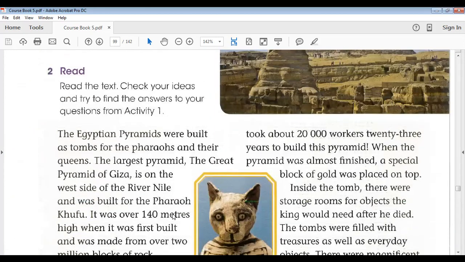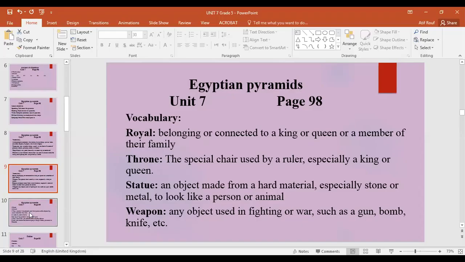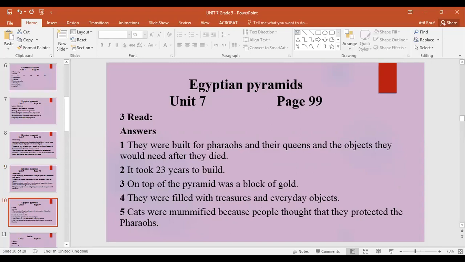I asked the students to find the answers. Students participated and found the answers. We discussed them and then I displayed the answers as well to verify their answers. So here are the answers on the screen right now.